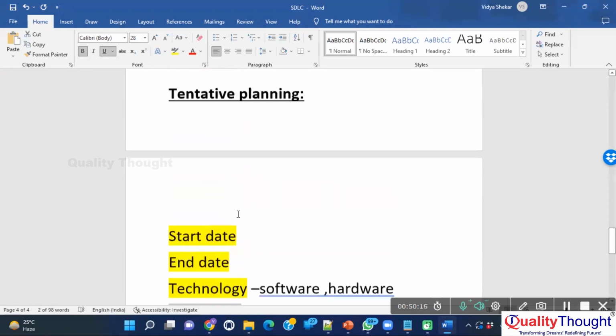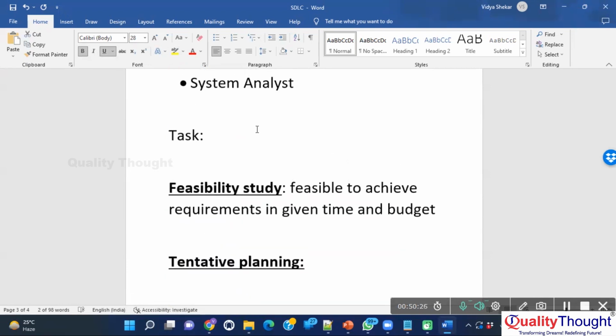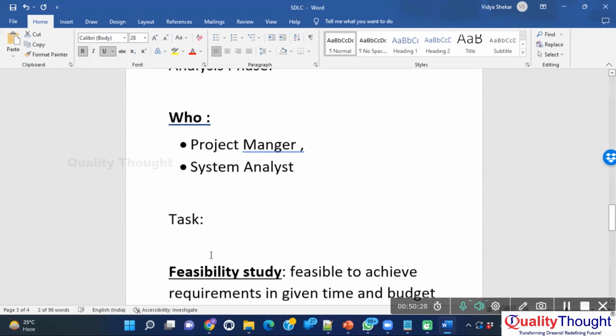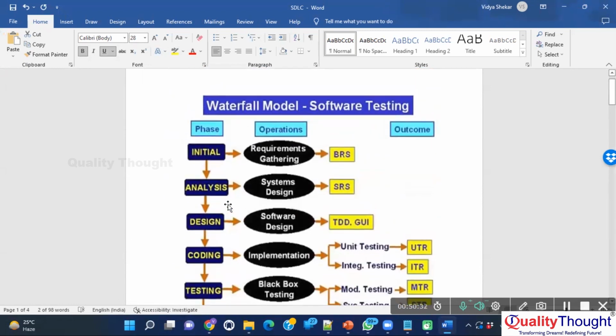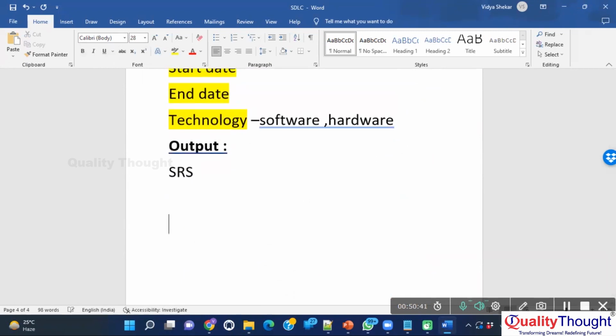So, are we good on this? Yes or no? Can we go to the next one? So are we clear what is analysis? What will be done in analysis phase? Then you have the design phase. Okay, then you have the design phase.